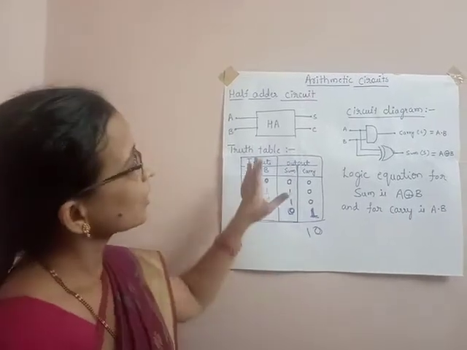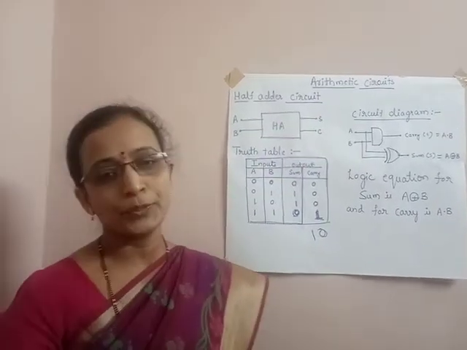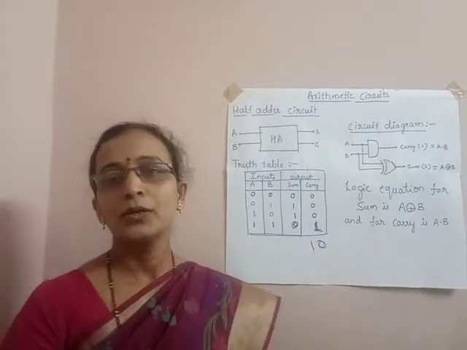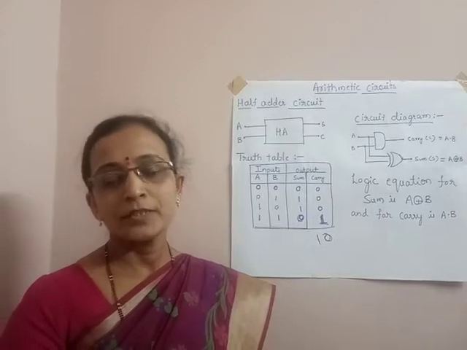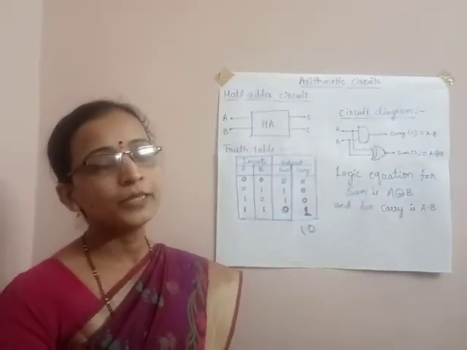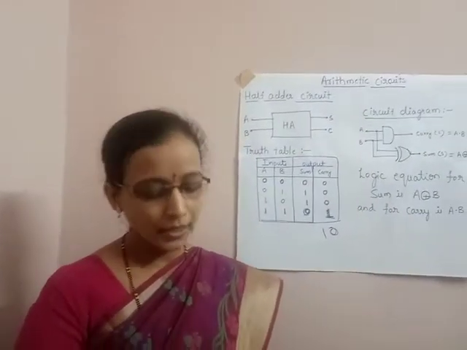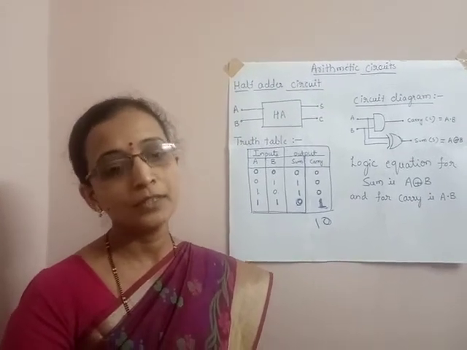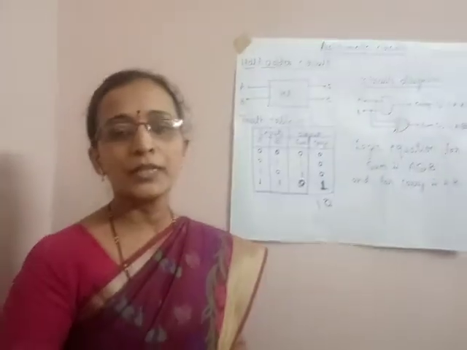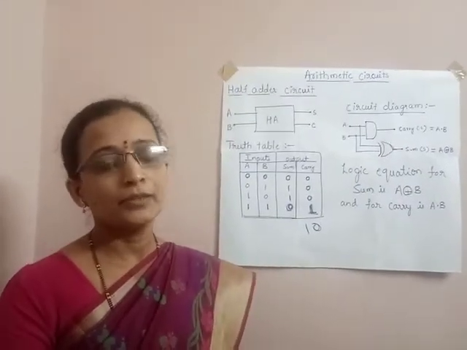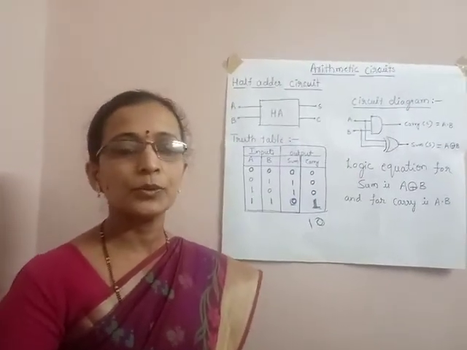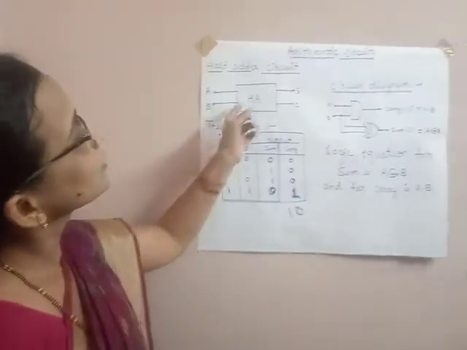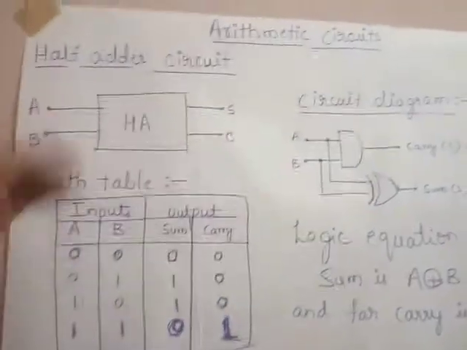In this lecture, I am going to explain arithmetic circuits. These arithmetic circuits are the logic circuits used to perform arithmetic operations in digital computers. Arithmetic operations means, we all know, addition, subtraction, multiplication and division. Adder and subtractor circuits are there in digital circuits, but multiplication and division are done through repetitive addition and repetitive subtraction methods. So here in arithmetic circuits, the first one is adder circuits.